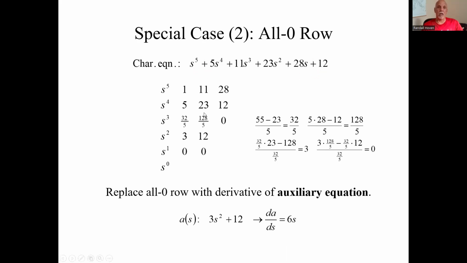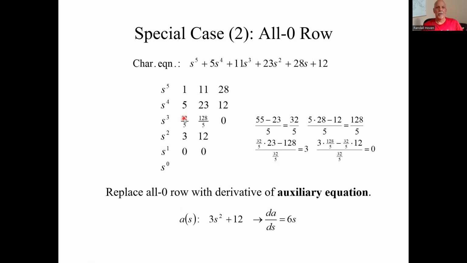But here's yet another example. I'm not going to go through it. You get the row of all zeros in the s1 row. What you should do, which I didn't do in the previous examples, is replace this row of all zeros with the derivative of the auxiliary equation. Its auxiliary equation is 3s squared plus 12. You take its derivative, you get 6s. So we're going to replace that 0 with 6. Actually, a 1 would be good enough.